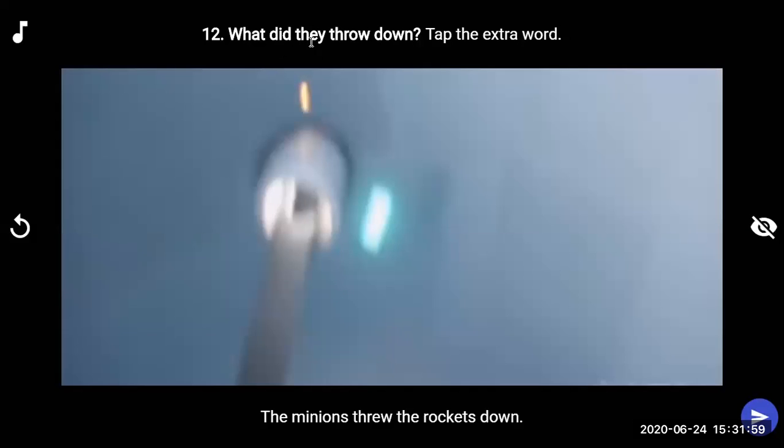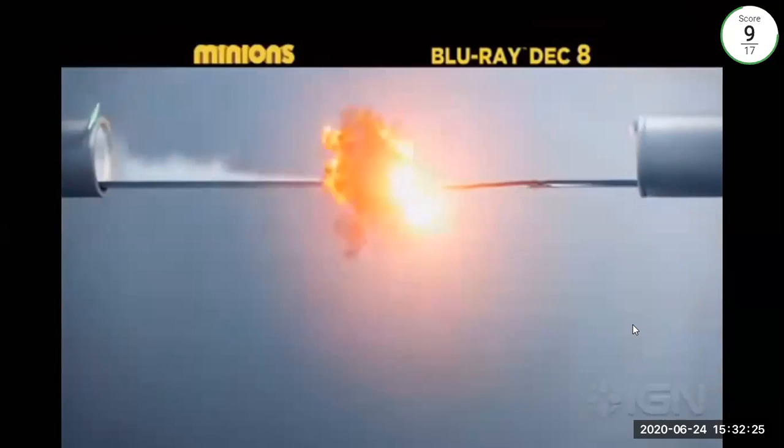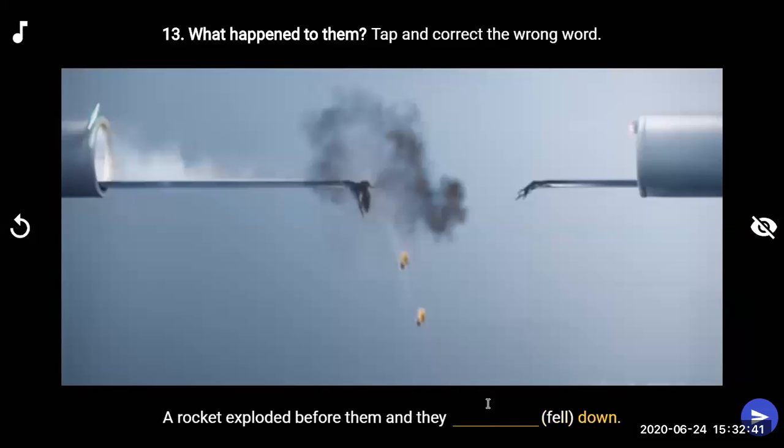Okay, what did the minions throw down? What did they throw down? Rocket. Okay, very good. Okay, number 13. Okay, what happened to them? They explode or they fell down? Fell down. Okay, let's see. They fell down. Very good.